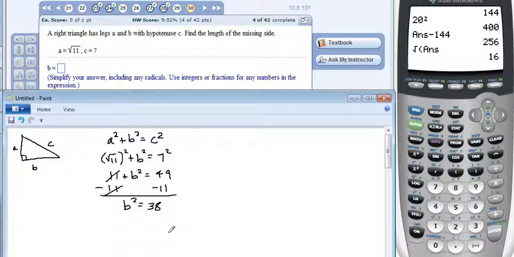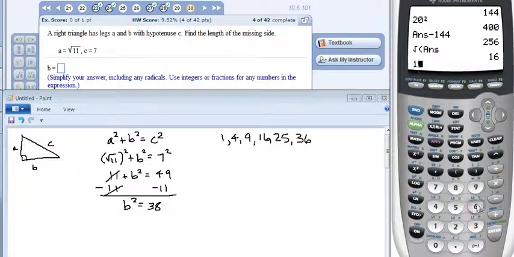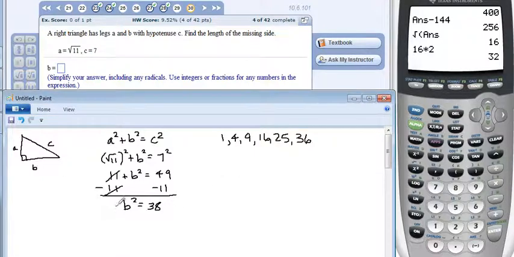What's in a 38? What are my perfect squares? 1, 4, 9, 16, 25, 36. I don't think anything's in there. Is it 16 times 2? Is that it? No. Nothing's in there, so we're done. Okay? So we're going to take the square root of both sides. So B is equal to the square root of 38.